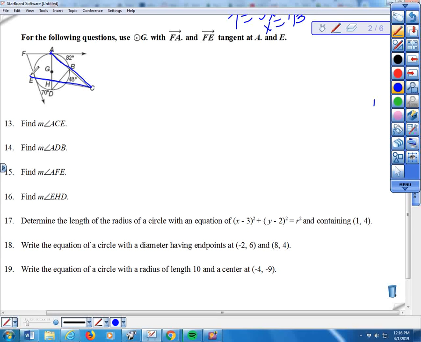Well, to find that, I really need to know this arc and this arc. And what do I do once I know those? Subtract them and divide by 2. But I don't know this arc. So what can I do? Well, I need to find this piece. I need to find this piece. You don't have any idea?